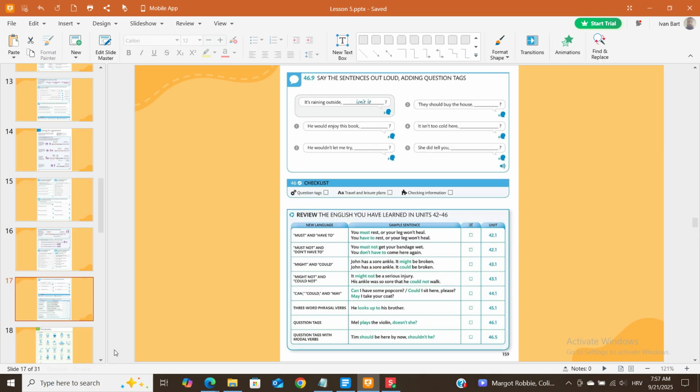Three-word phrasal verbs: he looks up to his brother. Question tags, question tags with modal verbs. Mel plays the violin, doesn't she? Tim should be here by now, shouldn't he?